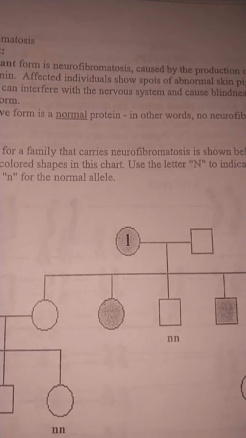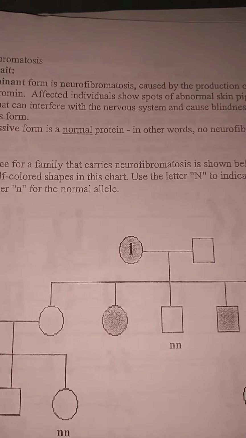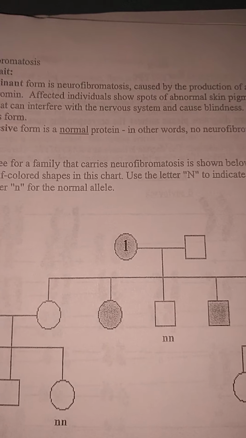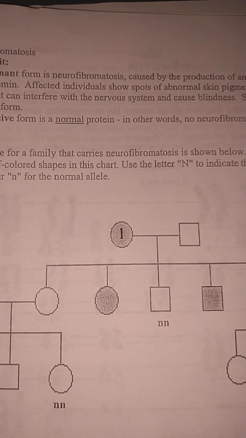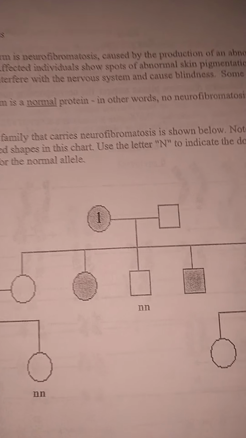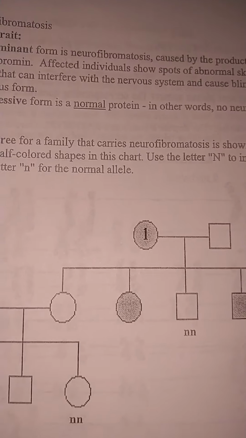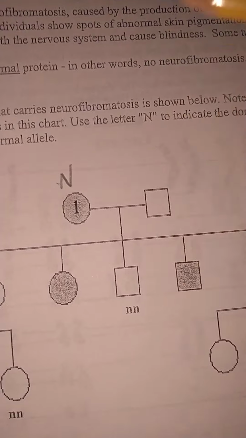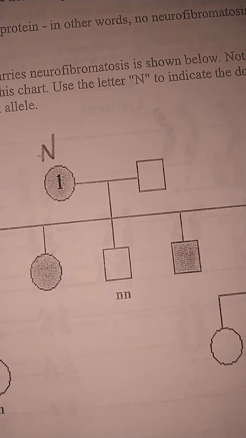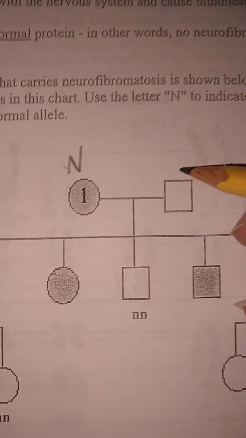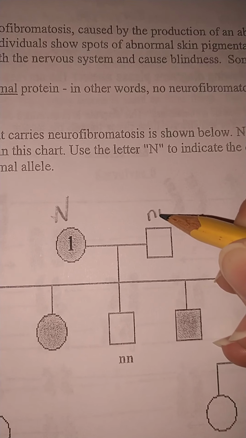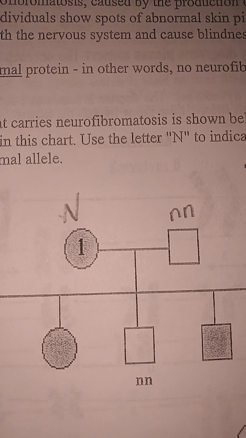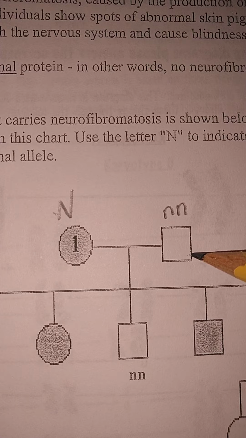Okay, neurofibromatosis is dominant. The dominant form is having neurofibromatosis. The recessive form is not having it. So if the trait shows up, then we know they have at least one big N. If the trait does not show up, then it has to be little n, little n. So Dad here has to be little n, because he does not have the trait.